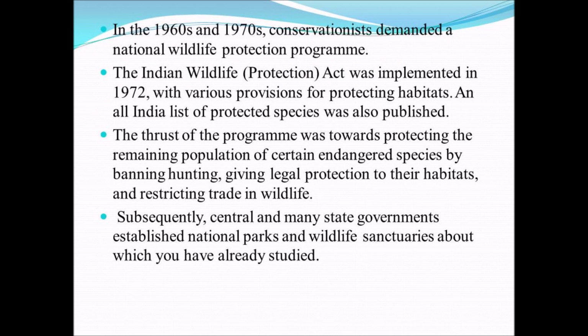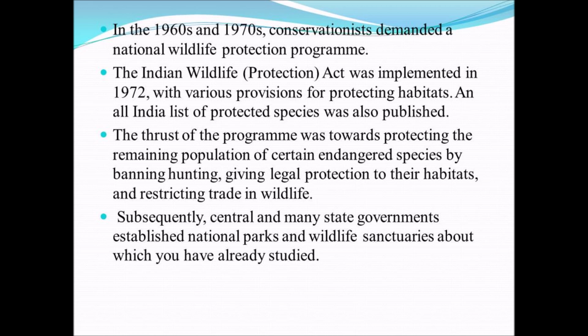In the 1960s and 1970s, conservationists demanded a national wildlife protection program. The Indian Wildlife Protection Act was implemented in 1972 with various provisions for protecting habitats. An All India list of protected species was also published. The thrust of the program was towards protecting the remaining population of certain endangered species by banning hunting, giving legal protection to their habitats, and restricting trade in wildlife. Subsequently, central and many state governments established national parks and wildlife sanctuaries, about which you have already studied.